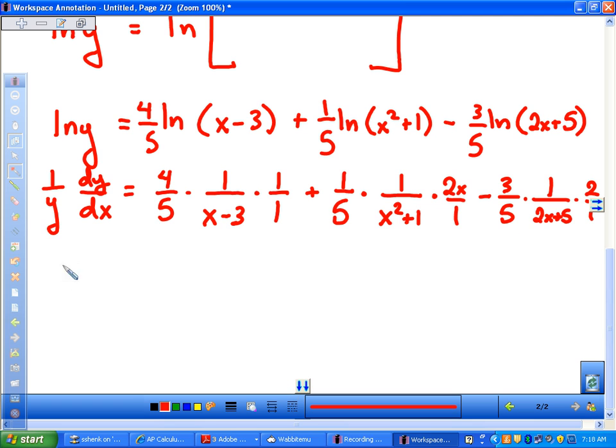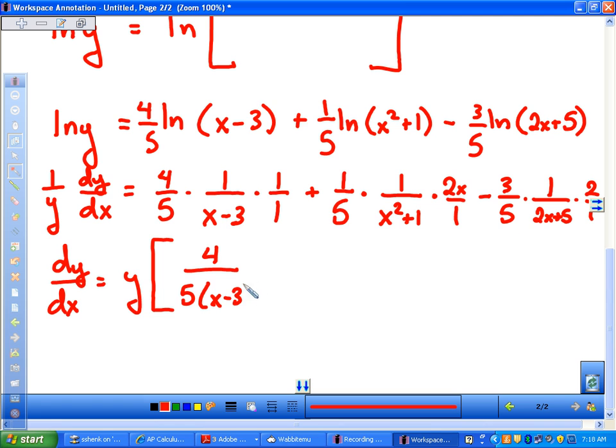So now let's just simplify all of this down. Over here, how are we going to undo this division by y? It's going to multiply by y. So dy dx is going to be equal to y times, over here we're going to get 4 over 5 times x minus 3 plus 2x over 5 times x squared plus 1 minus 6 over 5 times 2x plus 5.